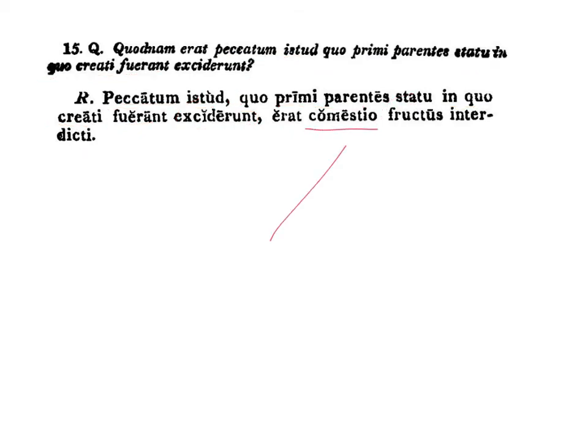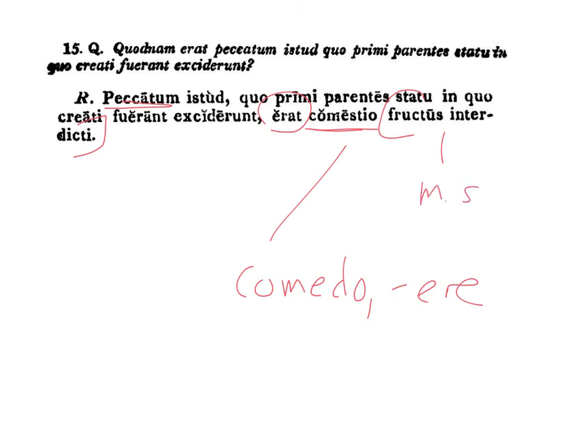Commestio is the noun, a third declension noun, and it is related to the third declension verb commedo, commedere, which means to eat or to consume. So the sin, peccatum, was, imperfect verb, the eating of what? Fructus interdicti. Fructus interdicti, both of these are masculine, singular, and genitive.